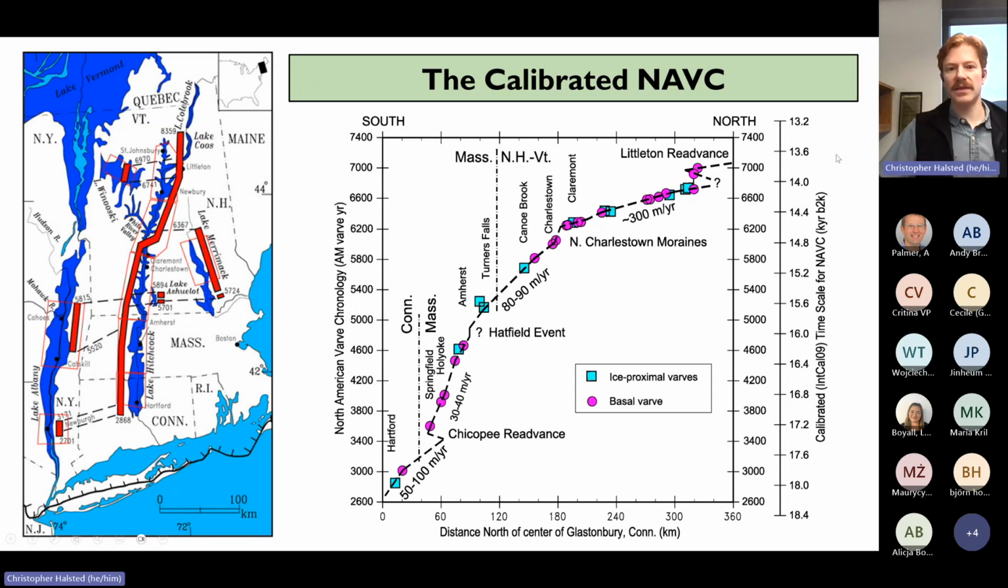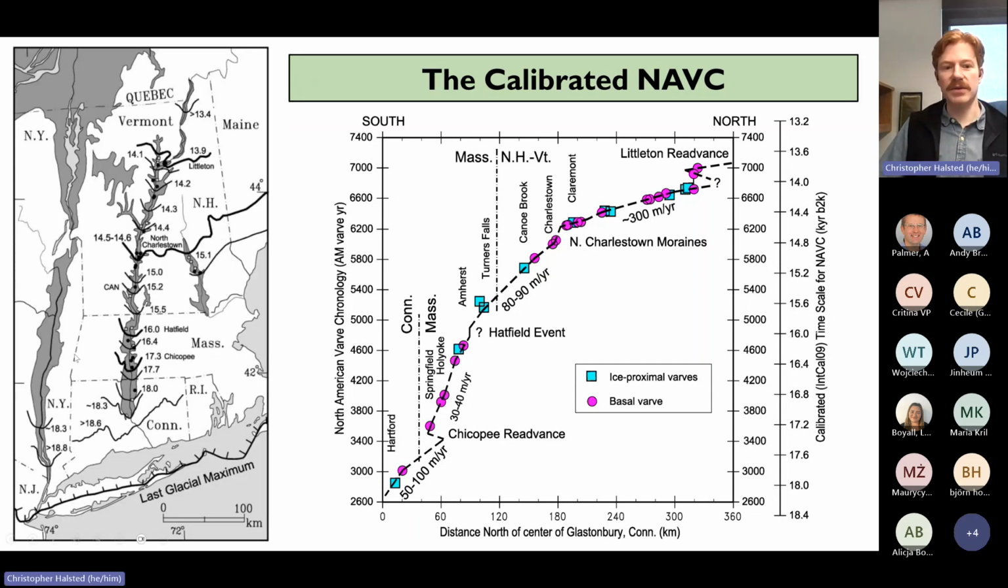Another way of looking at this is just by plotting ice positions or ice margin positions on a map. That's what all these lines are, and the numbers show the date in thousands of years ago. These figures are available in Jack's 2012 publication. I'm happy to share that with everyone. You can take your time looking at all of them, but I just want to show the status of the North American Varve chronology after Jack was finished working with it. And it's a pretty impressive piece of work.